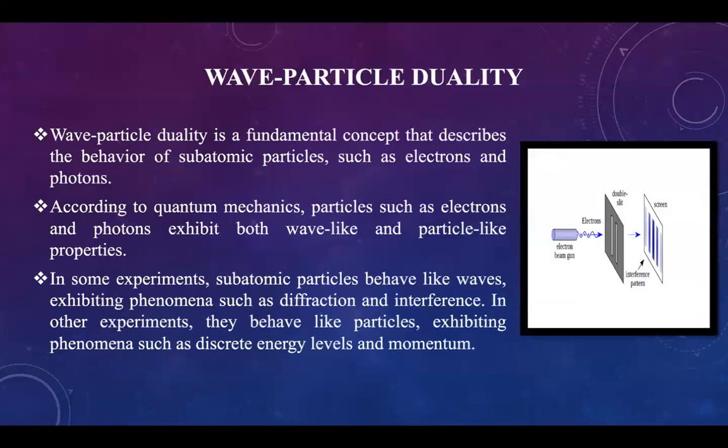In some experiments, subatomic particles behave like waves, exhibiting phenomena such as diffraction and interference. In other experiments, they behave like particles, exhibiting phenomena such as discrete energy levels and momentum. Here we can see the picture where electrons are being released from an electron beam gun, and they are passed through a double slit, and they are showing the interference pattern on the screen.